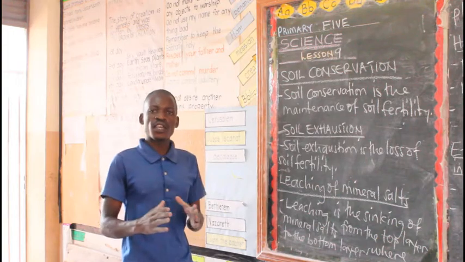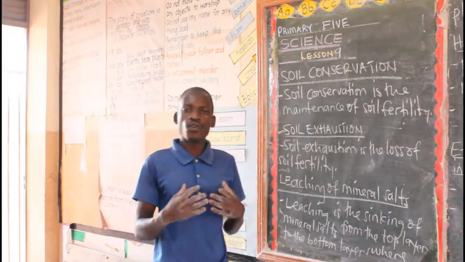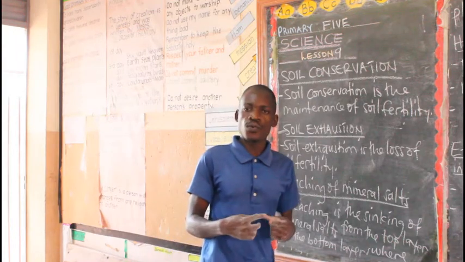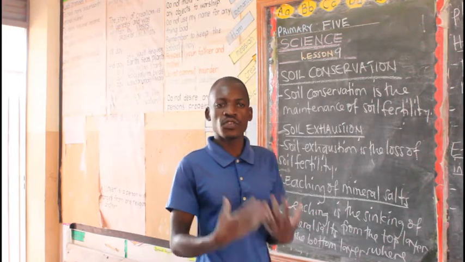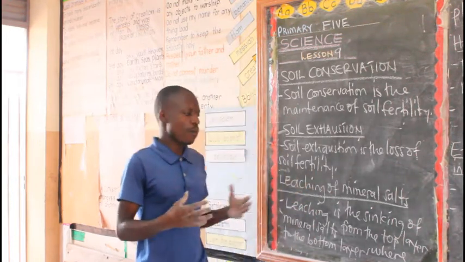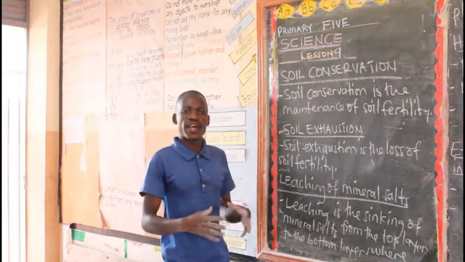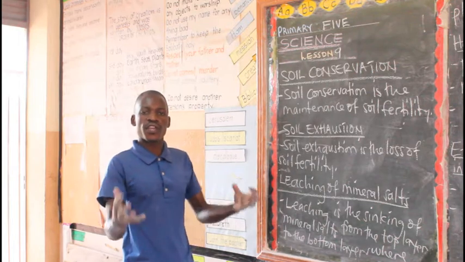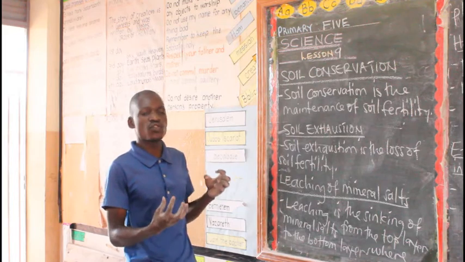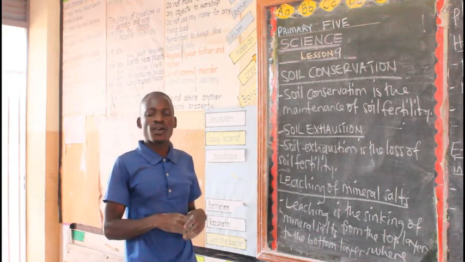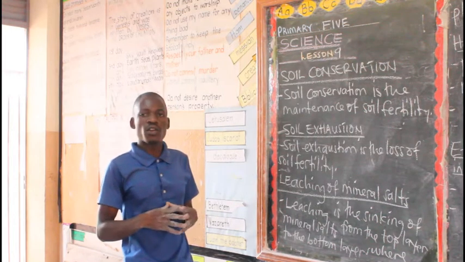Now, what causes soil exhaustion? One, it is monocropping, growing one type of crop on the same piece of land year after year, season after season. Then also there is leaching of nutrients. When soil erosion comes, for example, it rains heavily and water logs, these waters make the soil nutrients sink down into the bottom layers where the plants cannot reach. What we call leaching of the mineral salts.